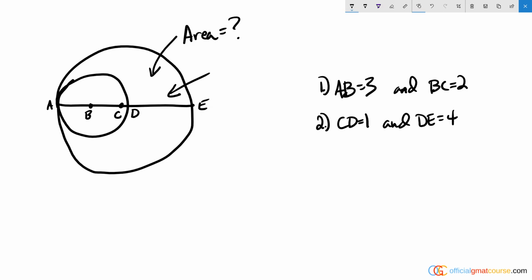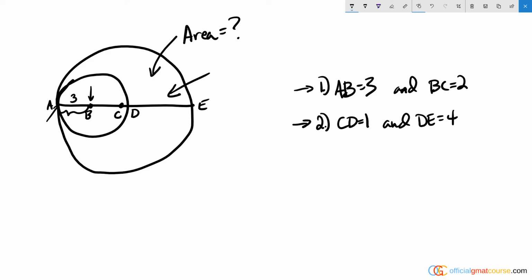There's only one value that would get us a sufficient answer. And in both statements, if we look at them, we get values which we could use to get some information about area. So let's look at statement 1 first. Statement 1 says AB is 3. And A to B is the distance from the outside edge of both circles to the center of the smaller circle. And this tells us that the area of the smaller circle is pi r squared. So it's pi 3 squared.